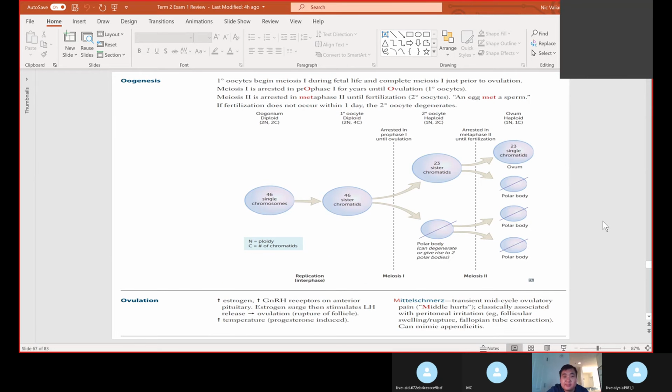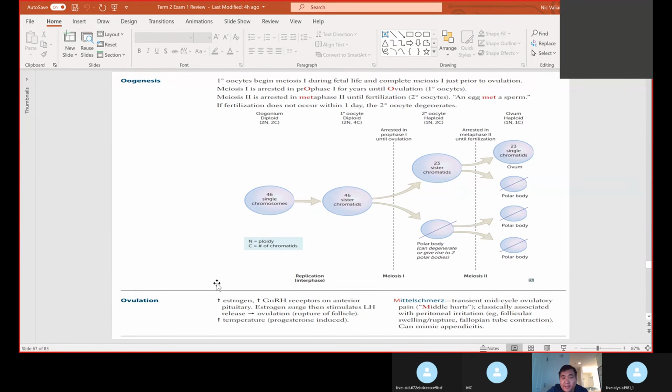For oogenesis, so we're going from diploid to a haploid. Don't forget the arrest, okay? So meiosis 1 is arrested in prophase 1 until ovulation. When you have fertilization, what happens? It is arrested in metaphase 2 until fertilization. So in oogenesis, the oocytes are arrested in 2 phases: prophase 1 of meiosis 1 and metaphase 2 of meiosis 2. Okay, that's the only high yield there.